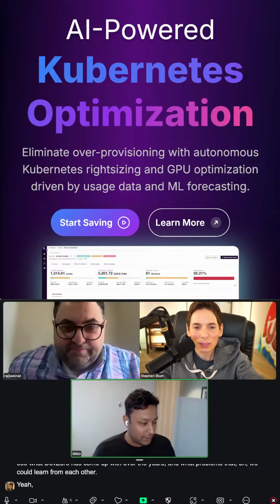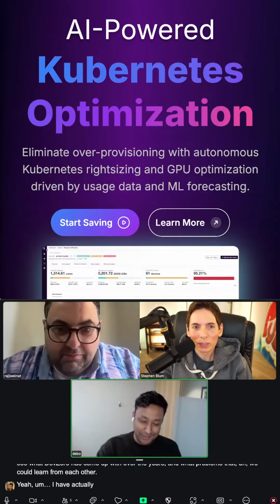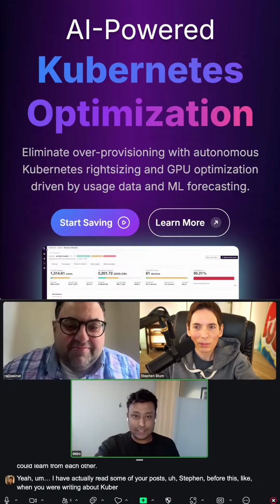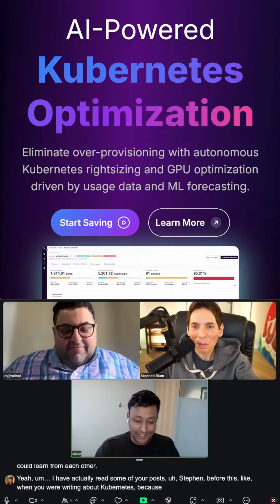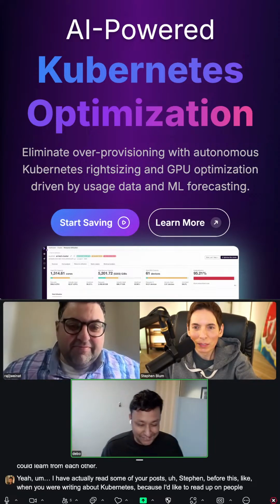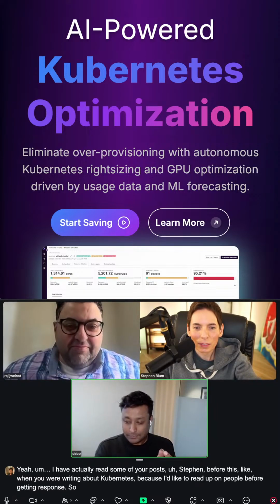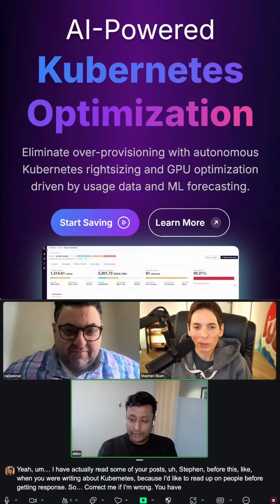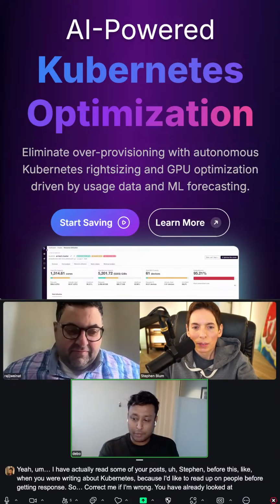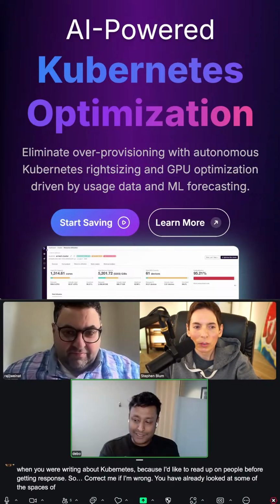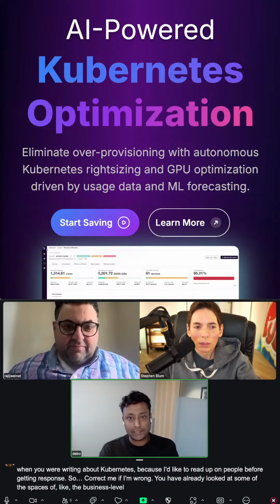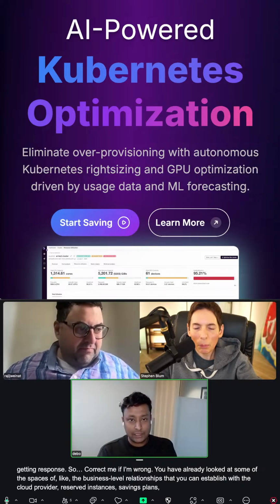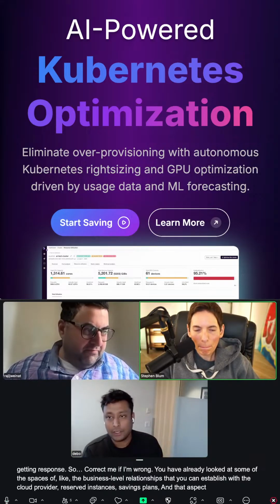Yeah. I have actually read some of your posts, Stephen, like when you were writing about Kubernetes, because I like to read up on people before getting on calls. So, correct me if I'm wrong, you have already looked at some of the business-level relationships that you can establish with the cloud provider, reserved instances, savings plans. Yep. And that aspect.